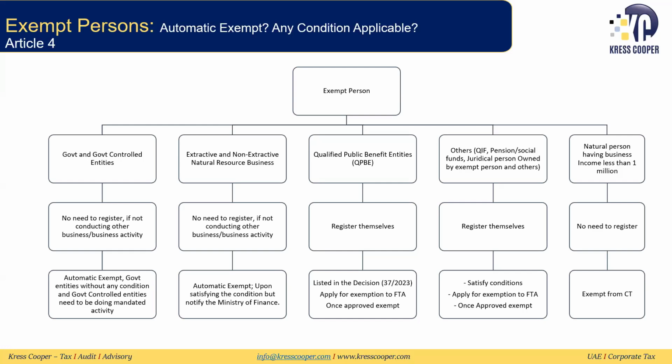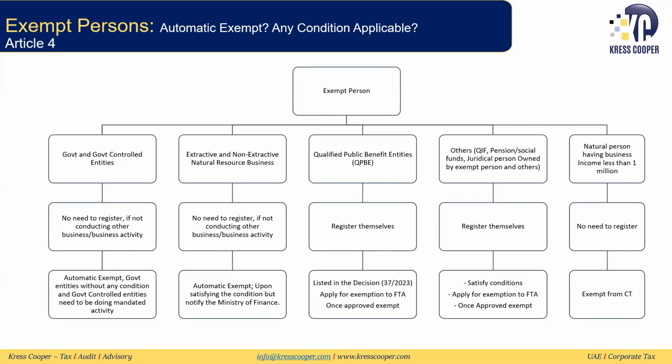Then we have qualifying public benefit entities. They need to register themselves and they need to apply for the exemption after they have registered. Once the FTA approves their application, only then will they be exempt. Then we have qualifying investment funds, pension or social security funds, or juridical persons owned by the exempt person. They also need to register themselves. They need to satisfy the conditions for each of these categories and apply to the FTA for this exemption. And if their application is approved, if they're meeting the conditions, only then will they be exempt from this tax.